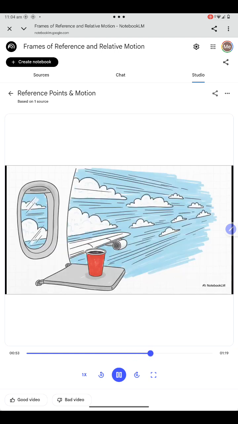Similarly, there are other examples you experience. A drink placed on the table in an aeroplane appears to be at rest for you if you are inside the aeroplane. However, if you are standing on the ground, then it would be moving at the speed of 500 kilometers per hour.